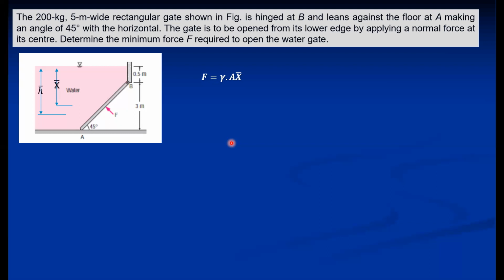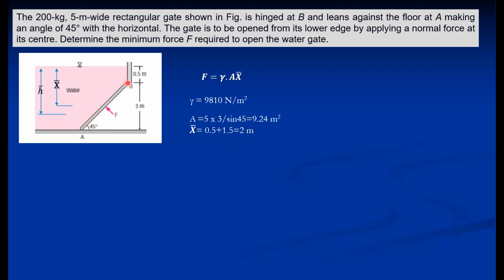So this is the expression of F, that is gamma A x bar. So that is the force. Now recognize the expression parameters here. So obviously it is in water, so gamma is 9810 Newton per meter cube. Area of the gate: this is 3 meter, so sine 45 is equal to 3 upon the distance. So we require this side. So that is 3 upon sine 45. That gives this side.